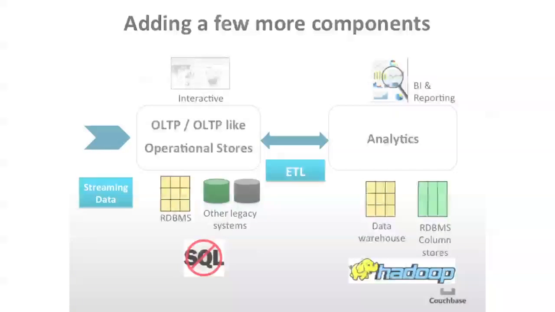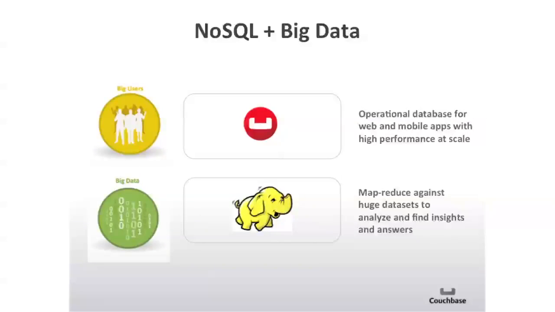To give you a big picture, NoSQL and big data complement each other. They go hand in hand. For example, as I just mentioned about big user and big data, Couchbase fits into the big user side, which is the operational data store. If the application requirements, for example, building a web application or mobile interactive applications, have a high performance at scale requirement, that fits well for NoSQL.